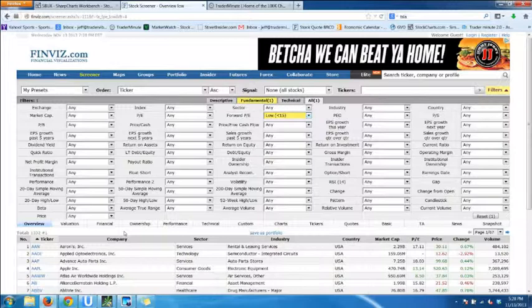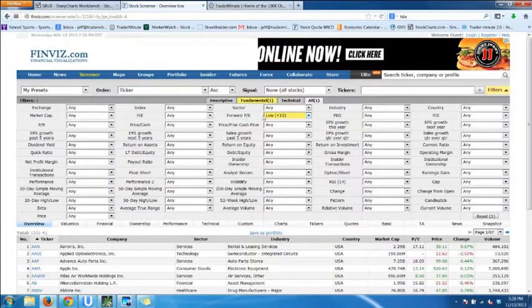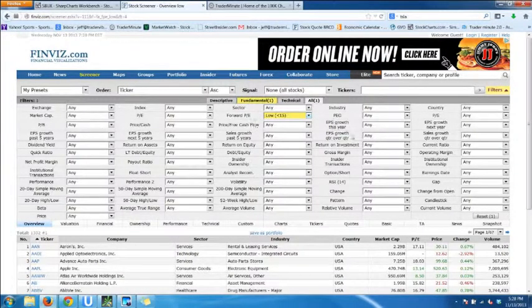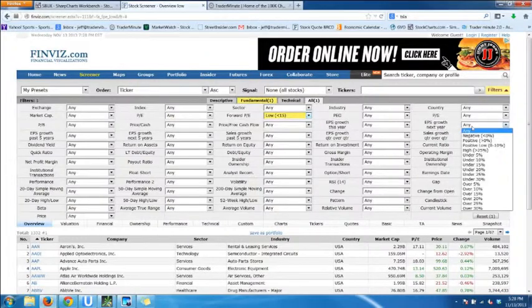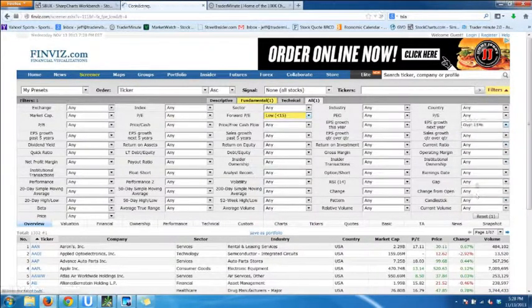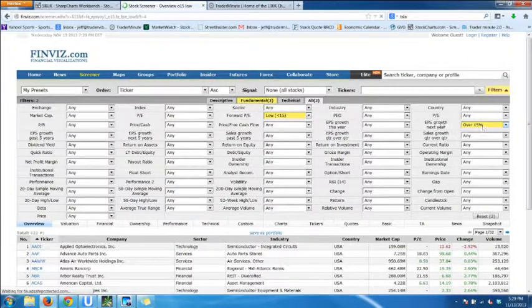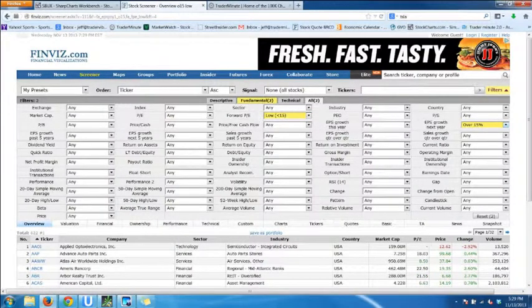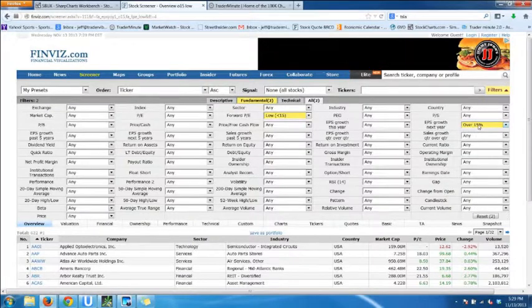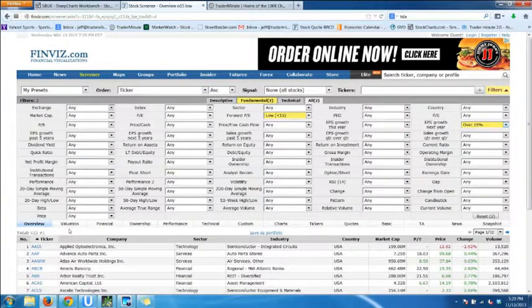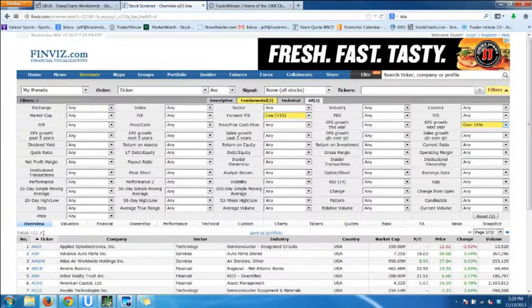Okay, that number in and of itself doesn't mean much, but let's look at the earnings growth. Earnings growth next year, and we want that to be over 15. So our PE in this case is lower than our growth rate. That's a bullish situation. Well, we have 622 stocks here.